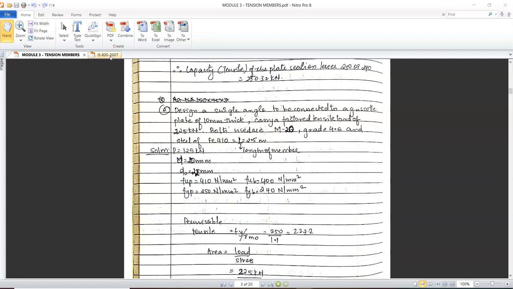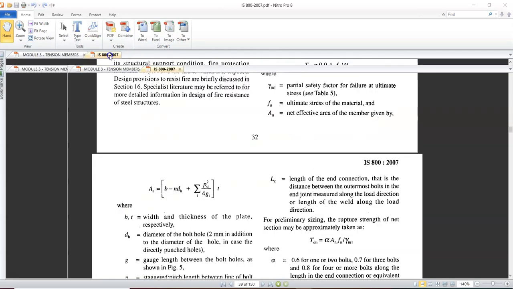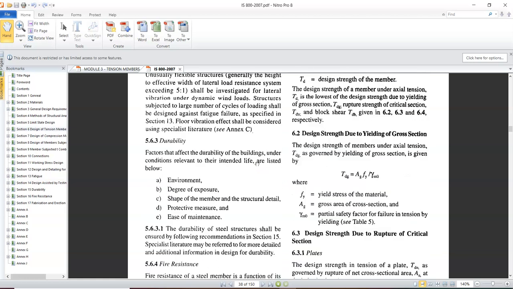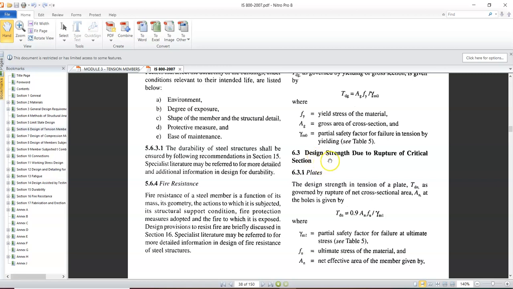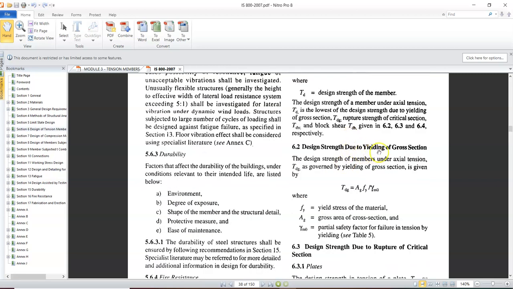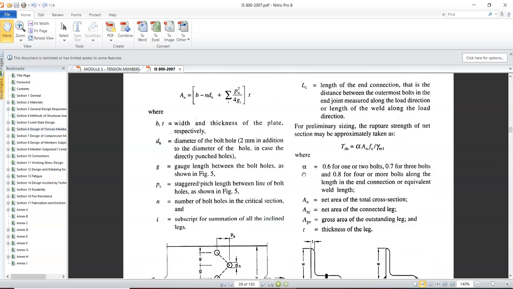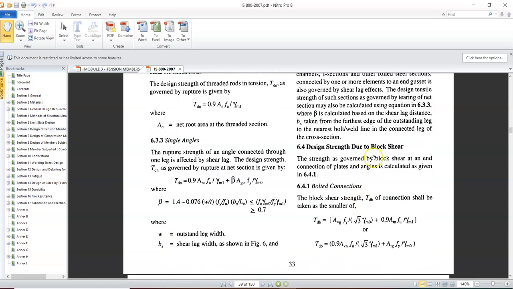Welcome to the second lecture on design of tension members. In the first lecture, we have already seen the failures of tension members. The first one is yielding of gross section, second, rupture of critical section, and third type of failure is block shear.